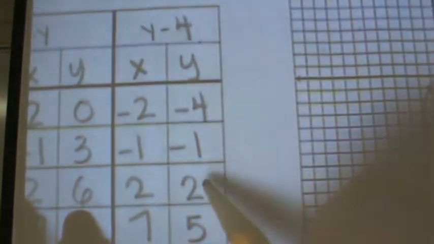Aren't you subtracting it on that one? Yeah. 6 minus 4 is 2. Are you using the 6 from there? Yes, because that's the y value. Oh, okay. You take the y values and subtract 4. Let's get these new y values.